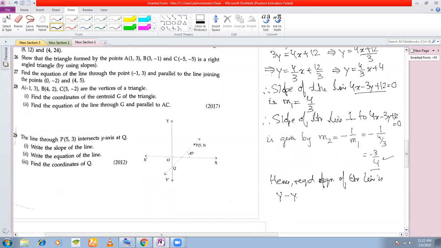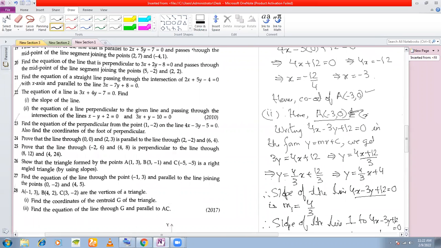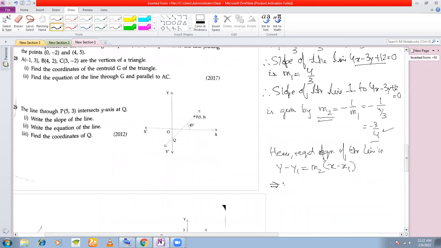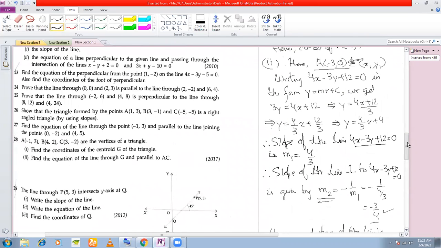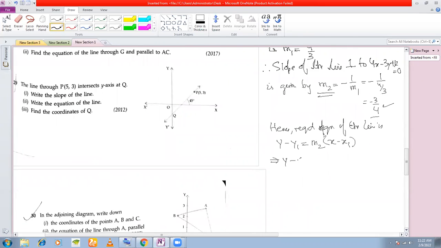y minus y1 is equal to m2, because the slope of the line that we need to find out is m2, into x minus x1. And what is x1, y1? This point is your x1, y1, right? The point is minus 3, 0. So y1 is 0, m2 is minus 3 by 4, and x1 is minus 3, right? So you get y is equal to minus 3 by 4 times x plus 3.